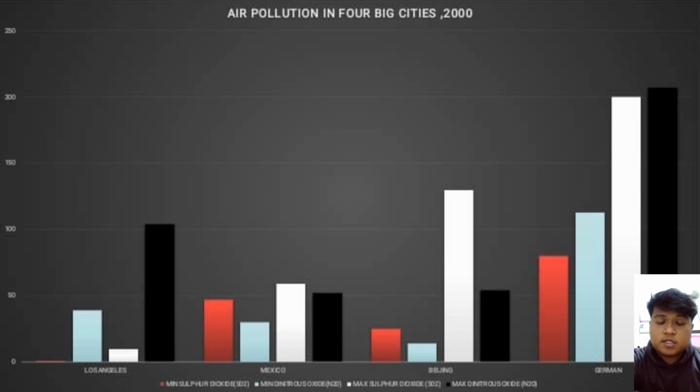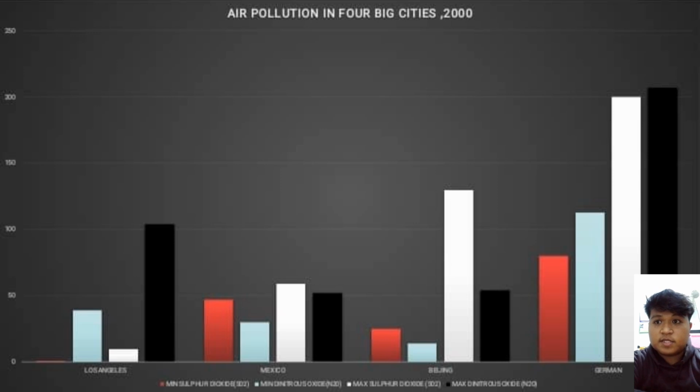So Los Angeles, mean sulfur dioxide 1%, mean nitrous oxide 39%, max sulfur dioxide 10%, and max nitrous oxide 104%. Mexico, 47% for mean sulfur dioxide, 30% mean nitrous oxide, 59 max sulfur dioxide, and 52 max nitrous oxide.